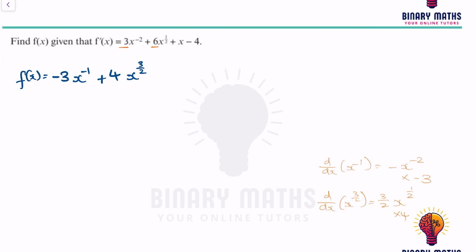Okay. Next term is x to the power of 1. So if I increase the power, I get x squared. So if I do d dx of x squared, I get 2x. Do I want a 2x? No, I just want a 1x. So I need to times this by a half. The last term is minus 4. That one's quite easy. I know the antiderivative of minus 4 is minus 4x, and then there's a plus c.